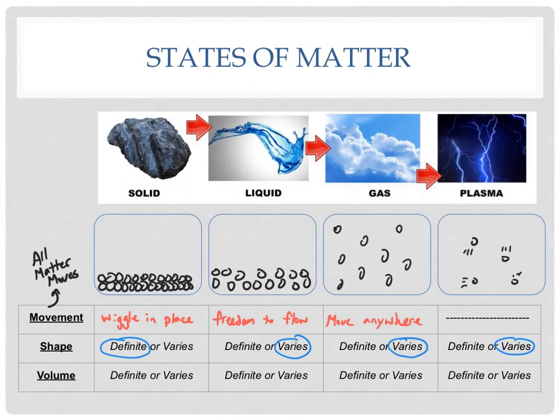Solids take up a definite space. In other words, if you squeeze on a solid, it doesn't change how much space it takes up. You cannot compress or squeeze the volume of a solid. It has a definite volume. Now with liquids, also, if you squeeze on a liquid, it's not going to compress.